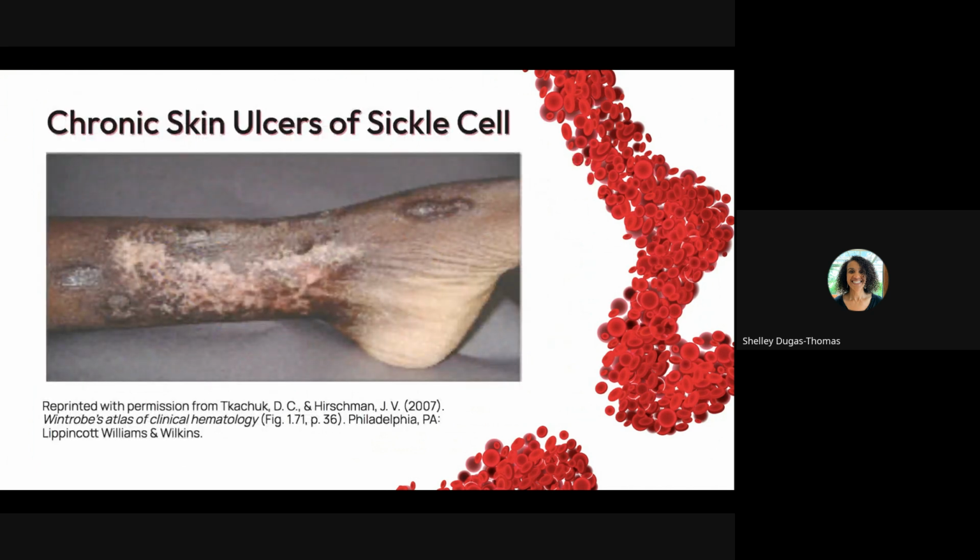So, chronic skin ulcers in sickle cell are caused by repeated vaso-occlusion, block of small blood vessels by sickled red blood cells. This leads to poor blood flow and tissue ischemia, especially in areas with limited circulation like the lower legs and ankles. Characteristics include painful, slow to heal, and recurrent sores. They may appear as shallow, irregular wounds with surrounding hyperpigmentation, and they're common in adults with long-standing sickle cell disease and a history of multiple crises.